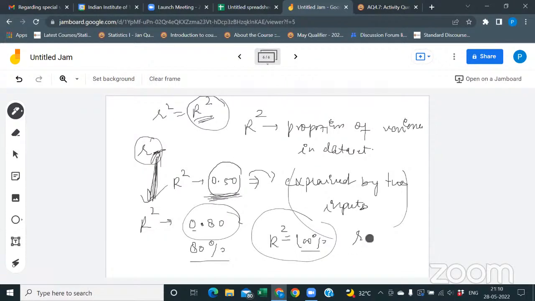It means your correlation is perfect. How much variability is there? It's explained. So first of all, don't bother about these things. It's just a definition of what R square is. There is no whole concept or detailed concept behind this. It's beyond this syllabus, so there will be no question from this.